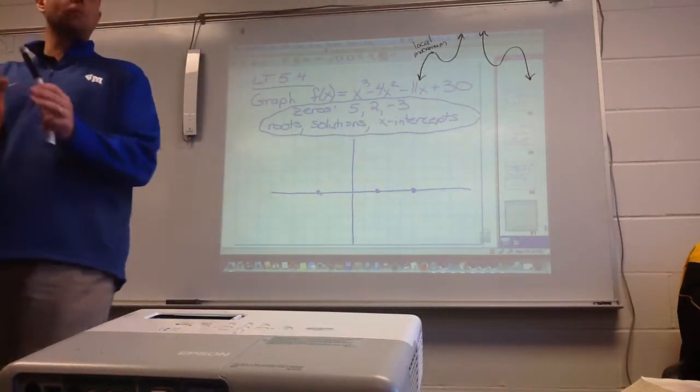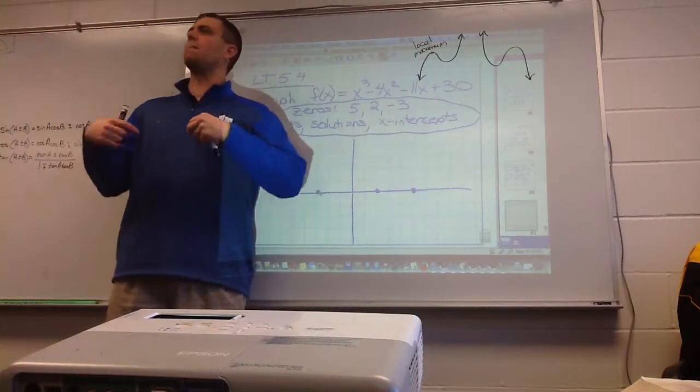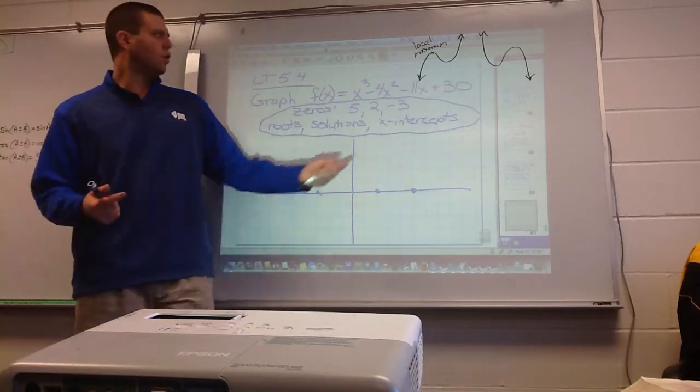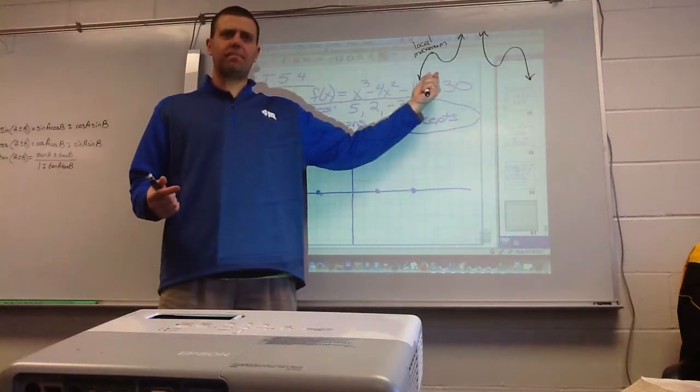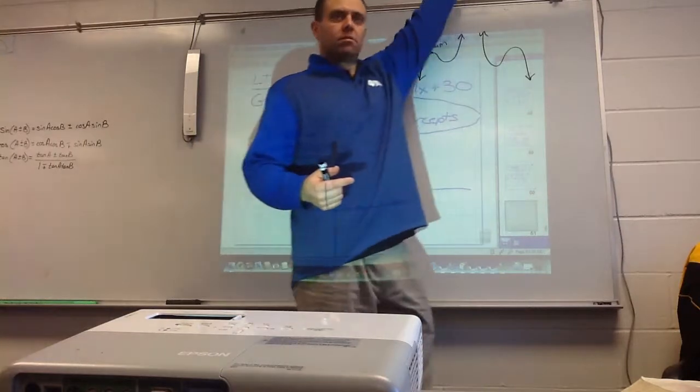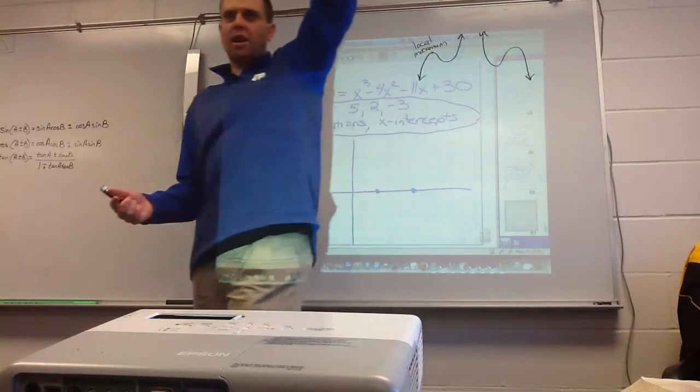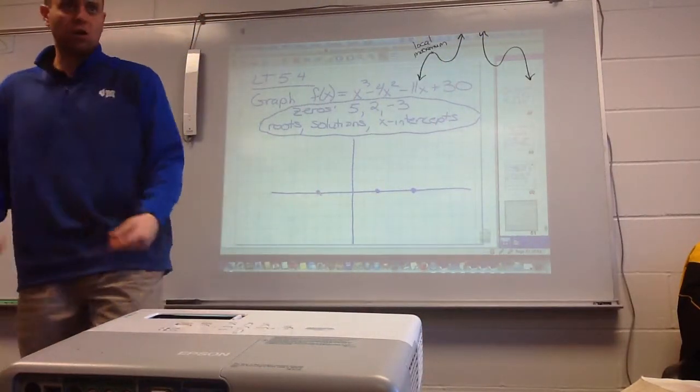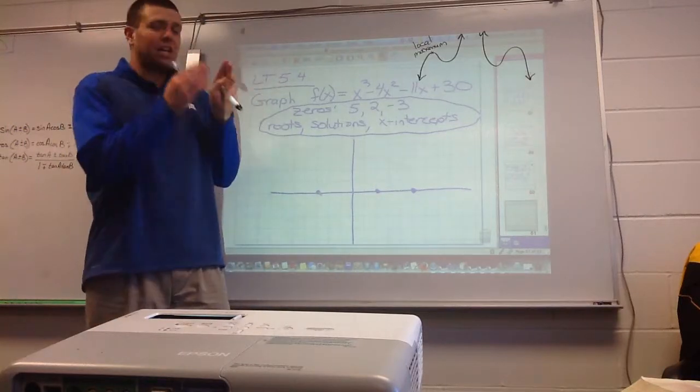It's called a local maximum because it's not actually the maximum of the graph. Would this graph even have a maximum? Because it goes on up forever, right? Does it have a minimum? No, it goes down forever. But it does have a local maximum.